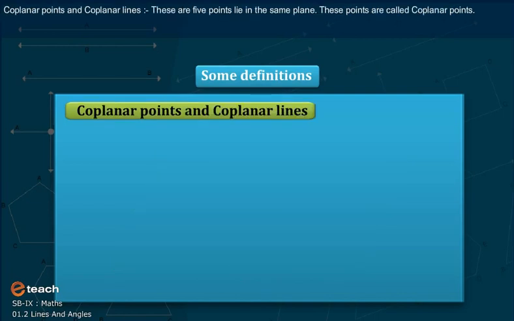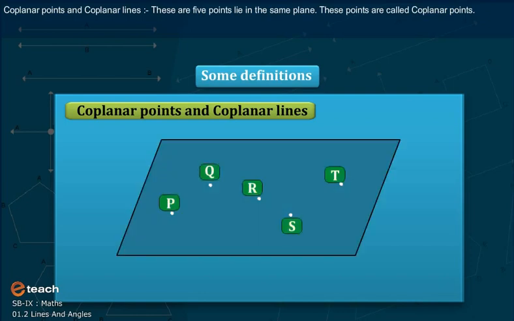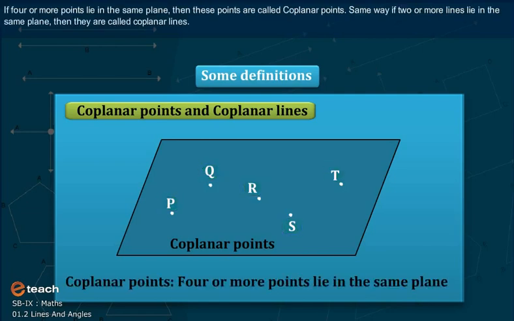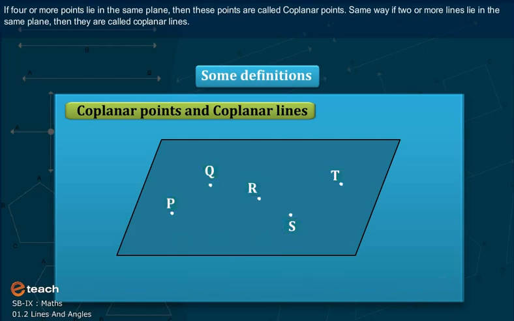Coplanar points and coplanar lines. These 5 points lie in the same plane. These points are called coplanar points. If 4 or more points lie in the same plane, then these points are called coplanar points. In the same way, if 2 or more lines lie in the same plane, then they are called coplanar lines.